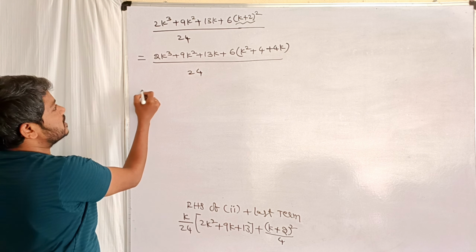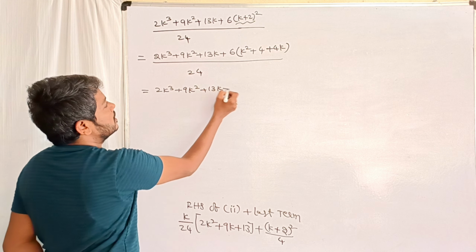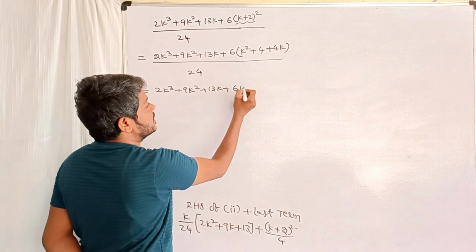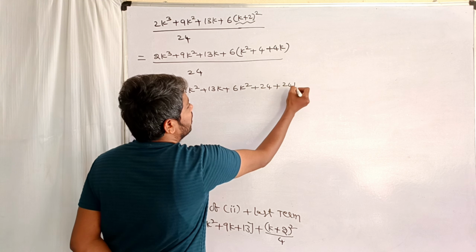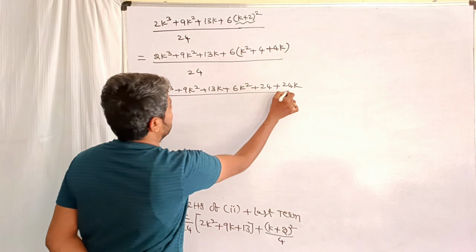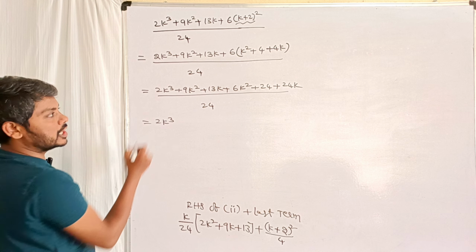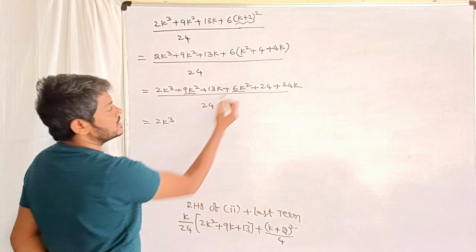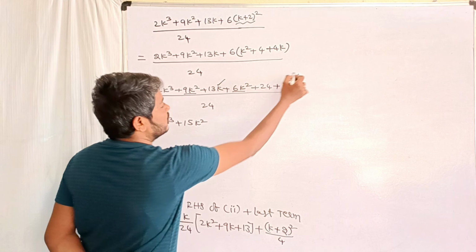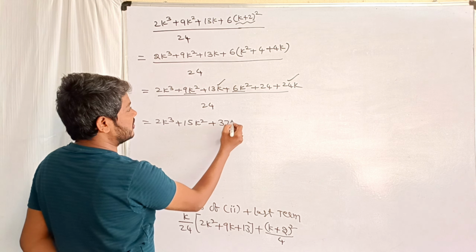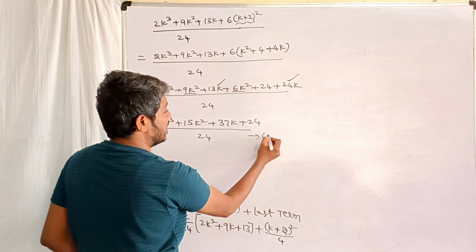24. Again simplifying this, 2k cube plus 9k square plus 13k, 6 into k square, 6k square, 6 into 4, 24, again 6 into 4, 24k, divided by 24. Again, write the like terms: 2k cube, 9k square plus 6k square, 15k square, next 13k plus 24k, that is 37k, plus 24 by 24. So this is the LHS part.